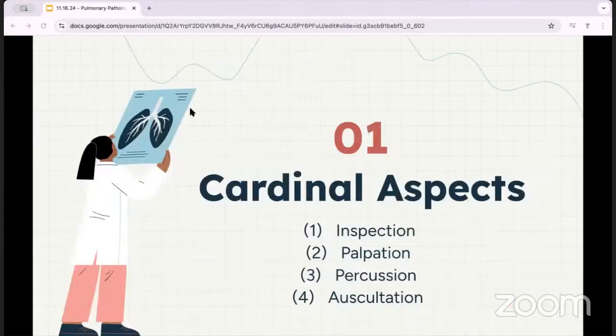So now let's talk about the cardinal aspects of the exam. Why is it called cardinal? That's what I was kind of confused about. I didn't know what cardinal meant, but remember cardinal directions, or the cardinal compass? We have four directions: north, west, east, and south. So I think that's what they're getting at with inspection, palpation, percussion, and auscultation. These are the primary core tenets of our physical exam.